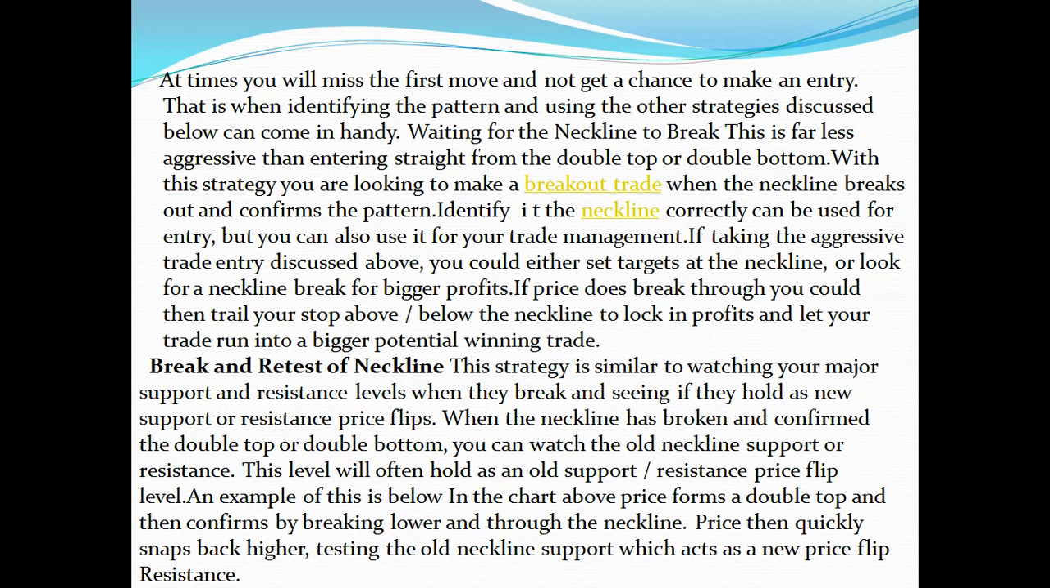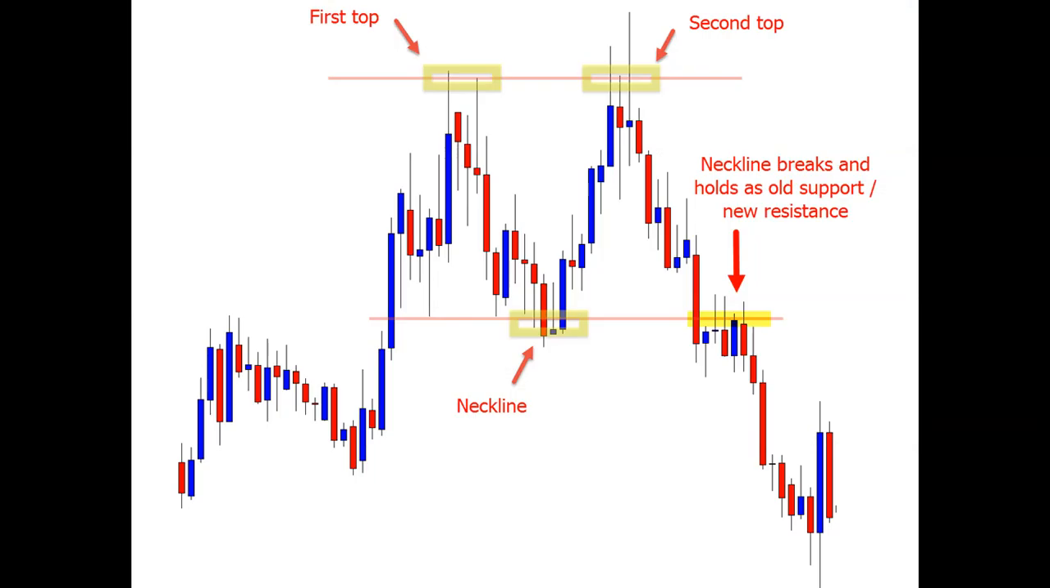An example of this is below in the chart. Above, price forms a double top and then confirms by breaking lower and through the neckline. Price then quickly snaps back higher, testing the old neckline support, which acts as a new price flip resistance. So you can see here the neckline breaks and holds as old support and new resistance.